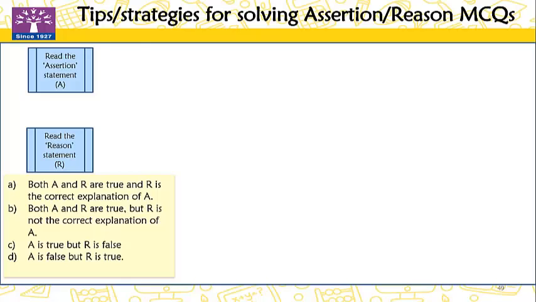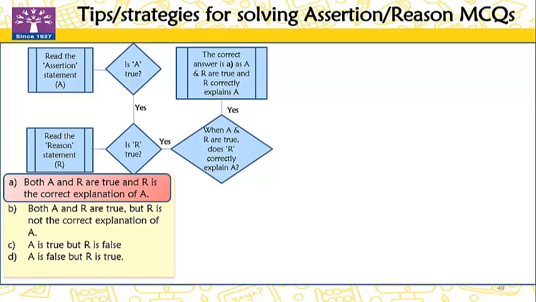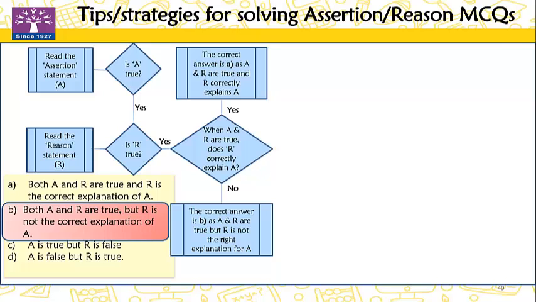Now, check. Is the assertion true? If it is true, again check, is the reason true? If the reason is true, then when A and R are both true, you need to check if R is the correct explanation for A. If it is the correct explanation for A, then the answer or your choice from the multiple choices is A. However, if A and R are true but R does not correctly explain A, then the answer is B. Very simple, very logical.